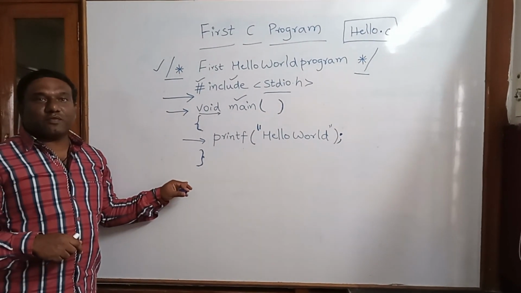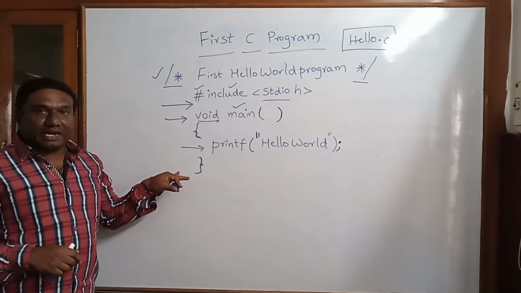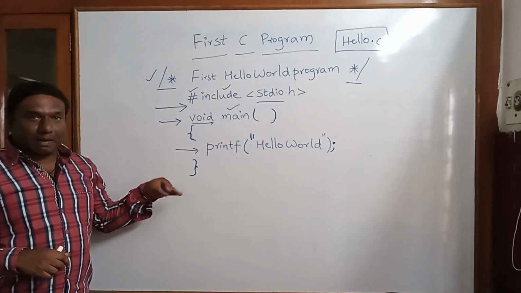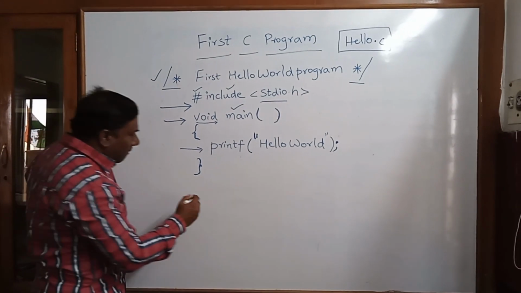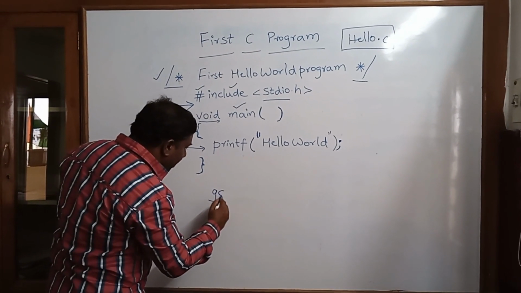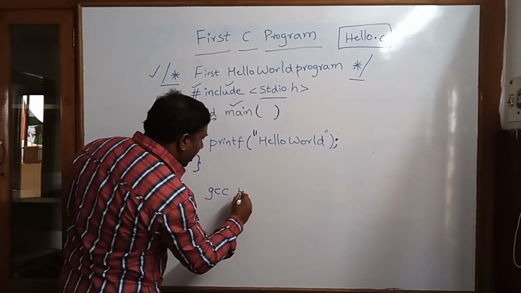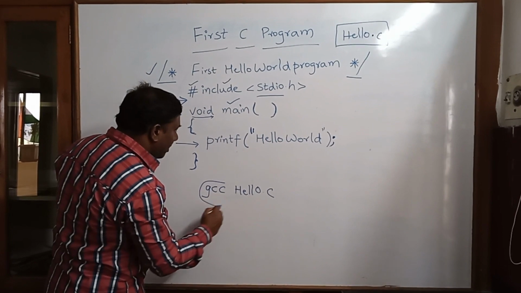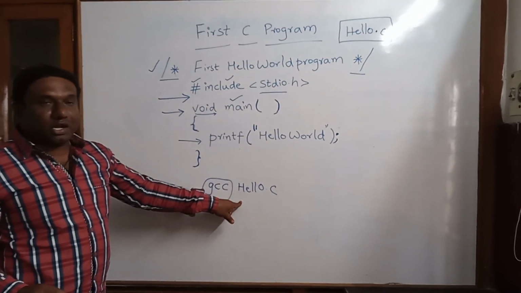Now we are going to execute this program. First, we will compile this program. We will write this program in any text editor, then compile it using a C compiler. I am using the compiler GCC. Next is your program name, so I am writing hello.c. So this is your compiler, and I am asking this compiler to compile this particular program.